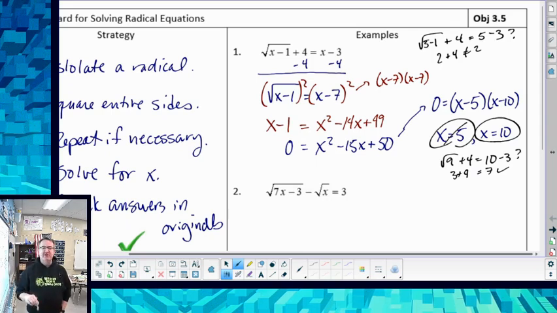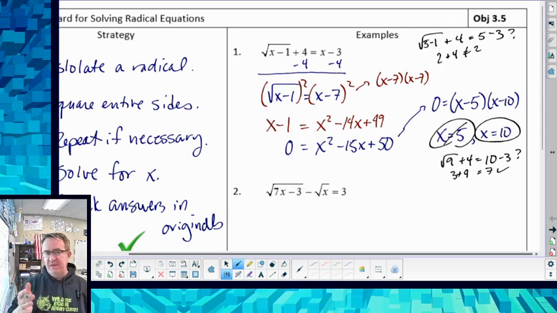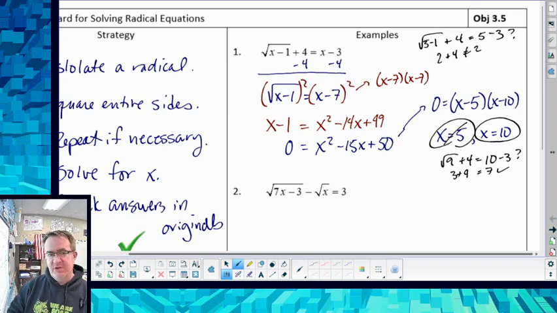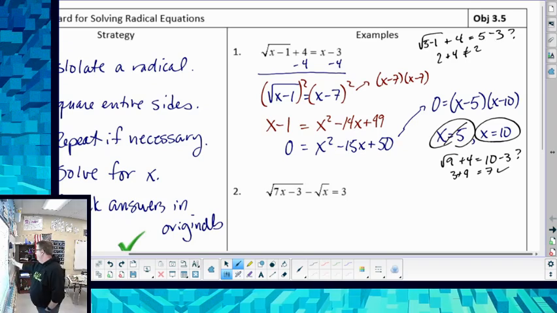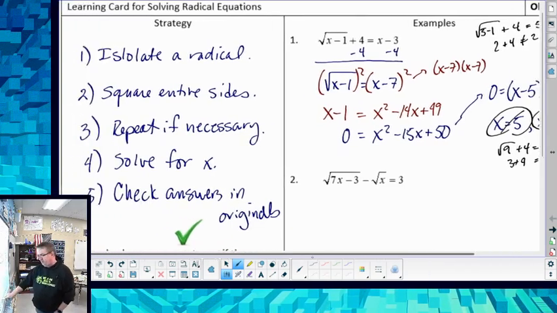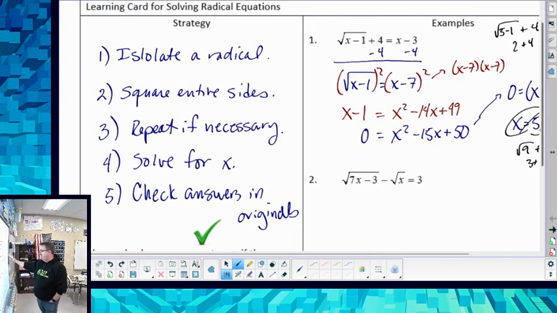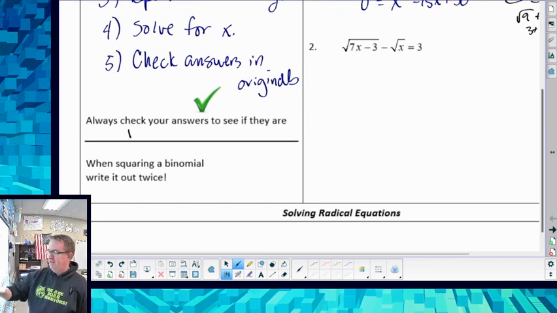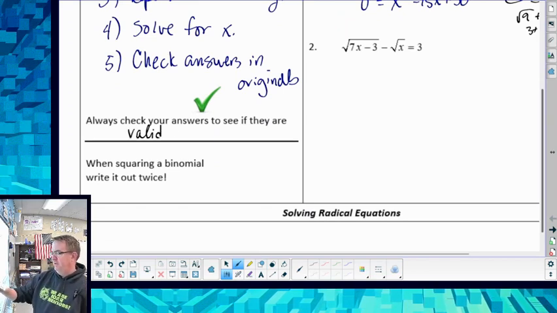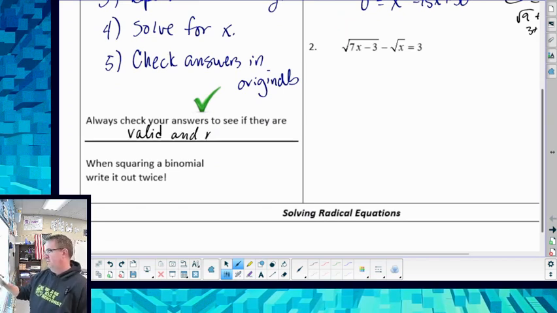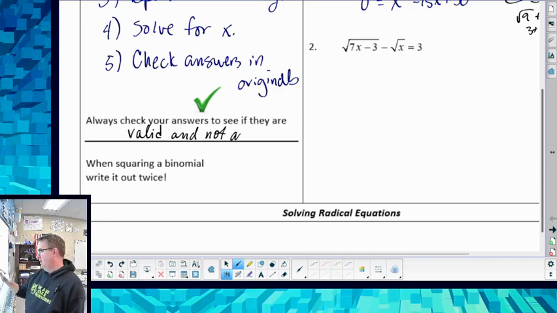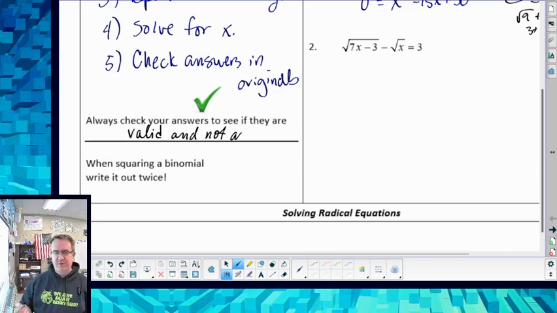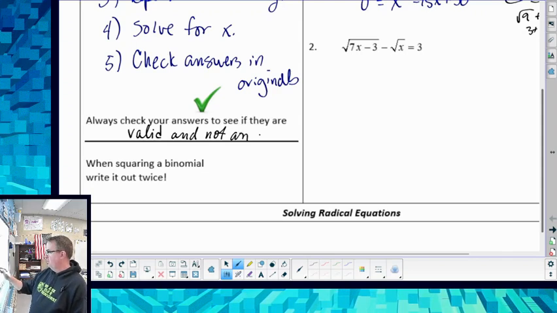But that's why you have to double check it, because you're kind of creating these echoes, phantoms, however you want to call it. All right, so that's the first one. In terms of over here, always check your answers to see if they are valid or not. Do we say phantom or echo? Let's say an echo.